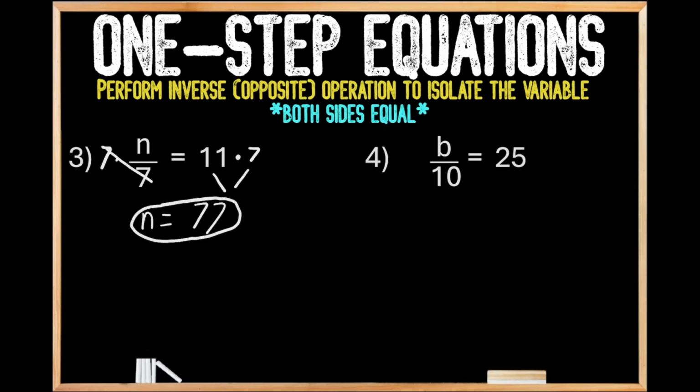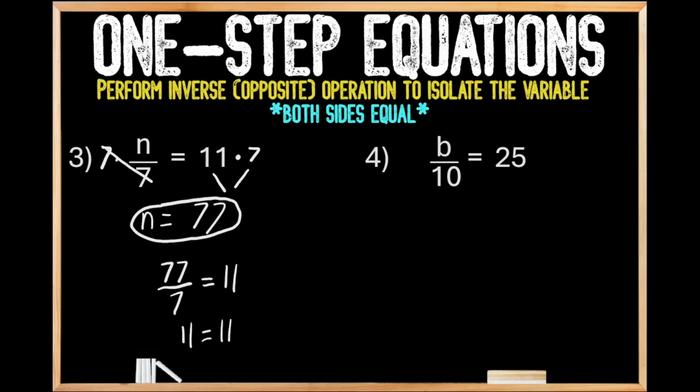And now we're going to plug in the value for n here just to double check to make sure we got the correct answer. So we have 77 being divided by 7, which is equal to 11. Well, when we divide 77 by 7, we get 11, and since both sides of this equation are equal, it means that we do in fact have the correct answer, and n is equal to 77.